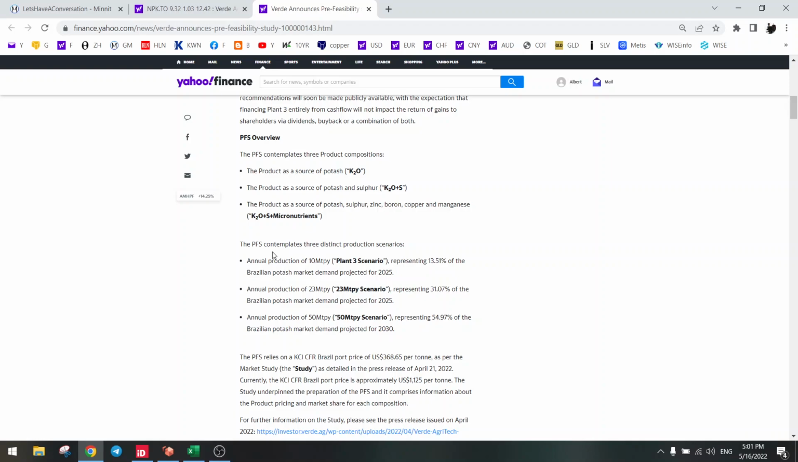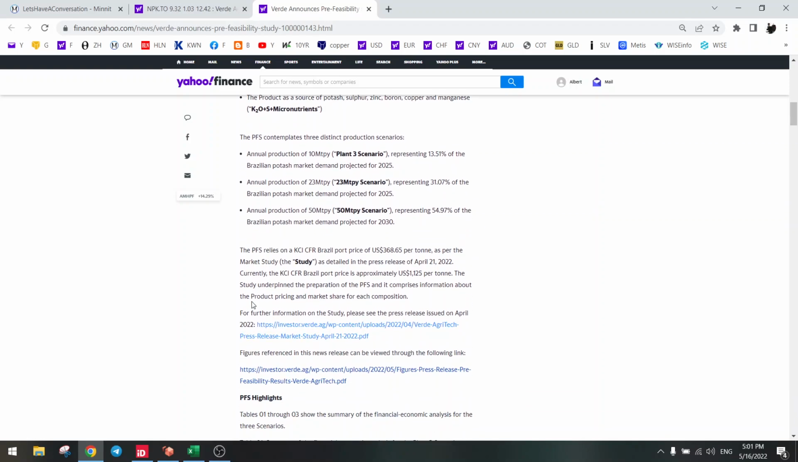Okay, so let's take a look at all of these scenarios. You can see here which price they are doing this study for, and it's very low, so $370 potash price. Currently, the potash price is indeed 1,100, 1,200. So they have given lowball numbers for this feasibility study. I think it should be around 600 to 800 on average. So you can add some margin on this study.